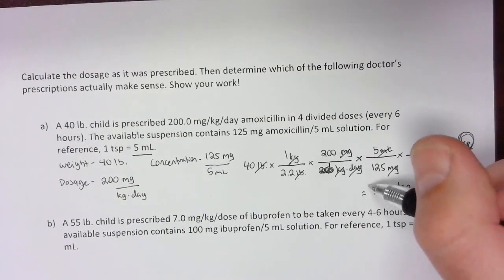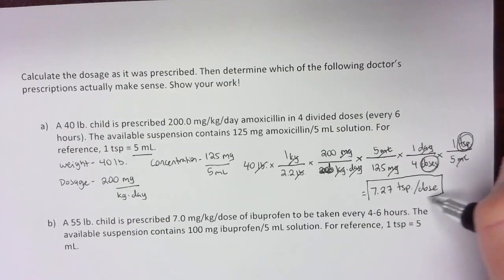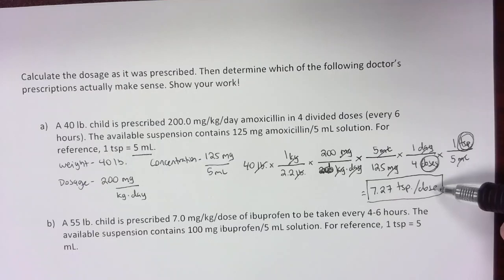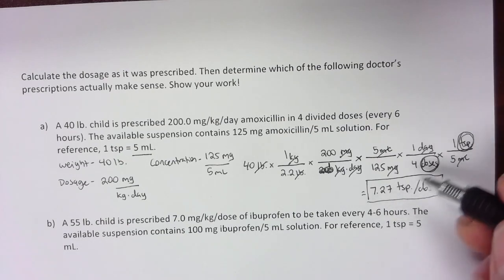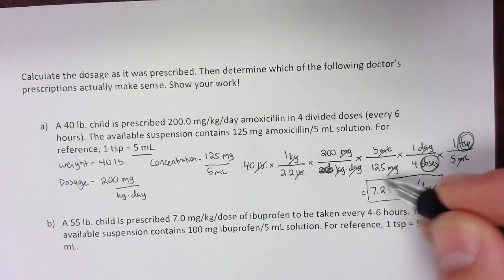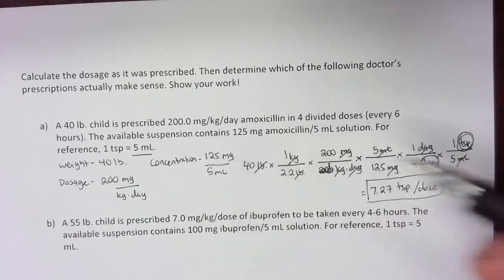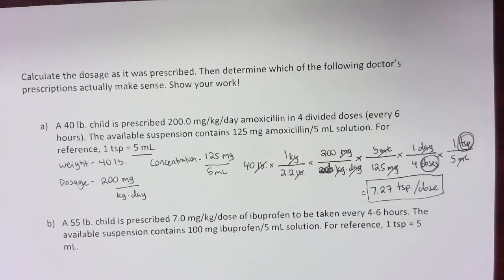Would you give a 4-year-old 7 teaspoons of anything in one dose at one time? And hopefully your answer is no. That just seems like too much to give to a little child. Common sense would say that there's something wrong here, that 7 teaspoons just seems like too much to be giving to a 4-year-old. So something is wrong with this.